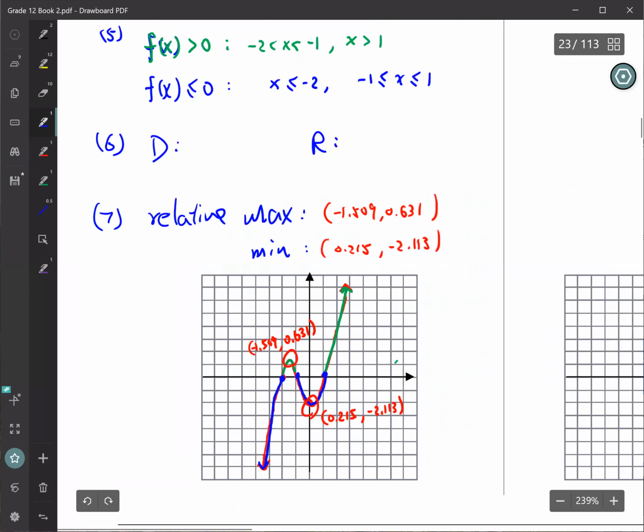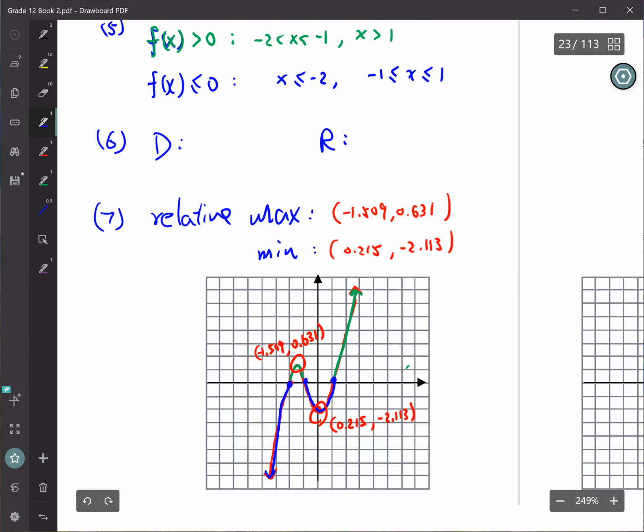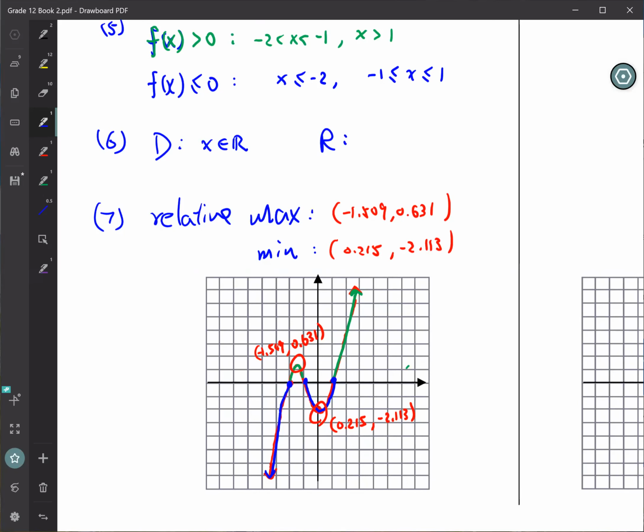So domain, what would you say the domain is, Eric? x includes all real numbers. Yes, x is a real number, as you can see from the arrow. It keeps on going to the left and down, and the right side keeps on going to the right and going up. And what's the range, Ray? Yes, this one is also all real numbers. It doesn't have a limit. It can go up as high as we want. Even though we get a max and min, it's not the max and min for the whole graph. It's only relative to that little section.